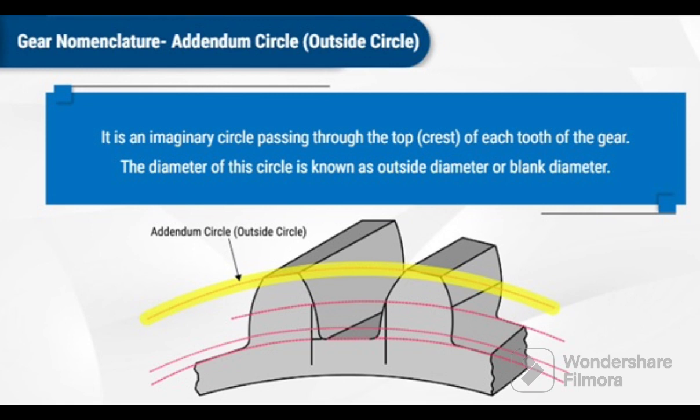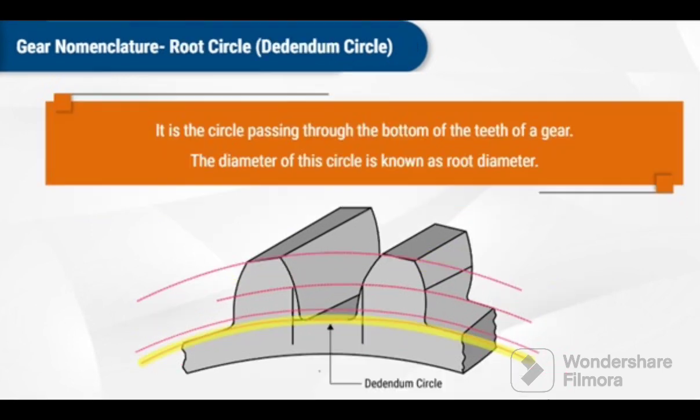Addendum circle. What is addendum circle? It is also known as outside circle. It is an imaginary circle passing through the top crest of each tooth of the gear. The diameter of this circle is known as outside diameter or blank diameter.